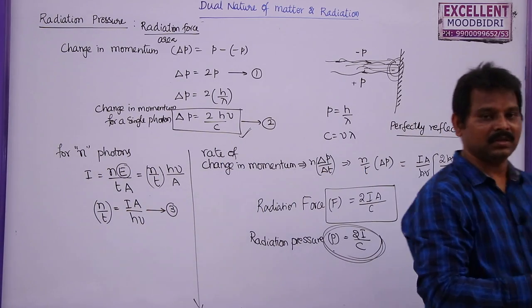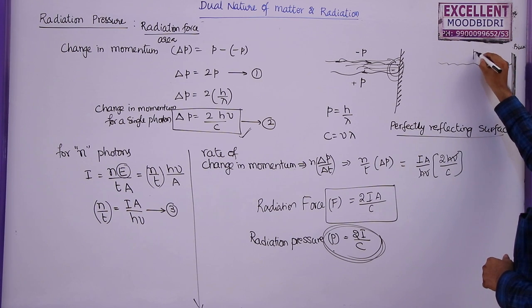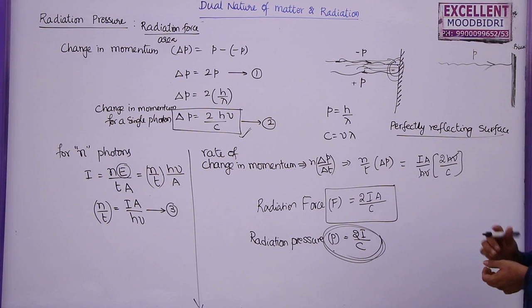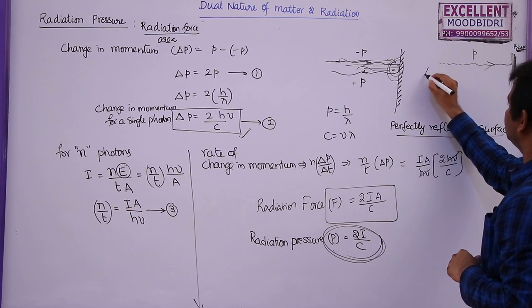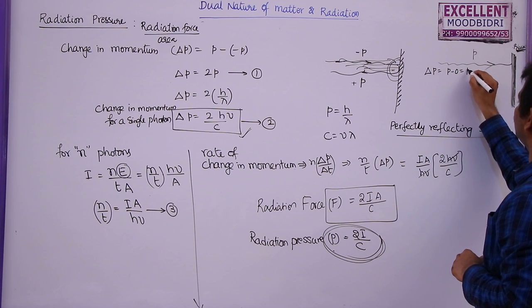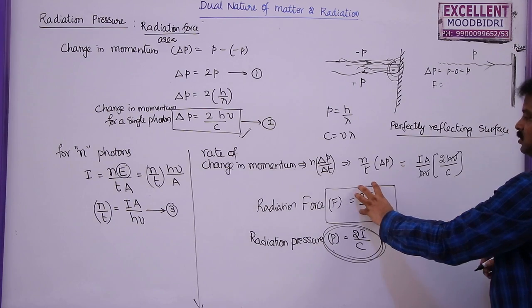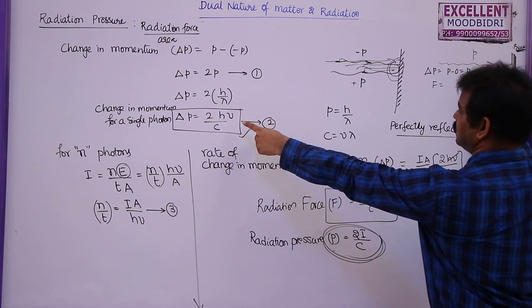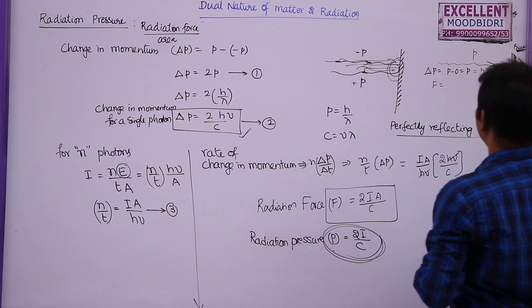Suppose instead of a perfectly reflecting surface, you take a perfect black body. A black body is a substance which absorbs all the radiation incident on it. So when the radiation is incident on a perfect black body, the momentum will be P, and the reflected momentum will be 0, as it absorbs all the radiation incident on it. Then what happens to these formulas? The change in momentum will be this momentum minus 0, which is equal to P, and the change in momentum per unit time, which we call force, will become half of this value because all other quantities are the same. Here the change in momentum is P, which equals h by lambda, that is h nu by c.